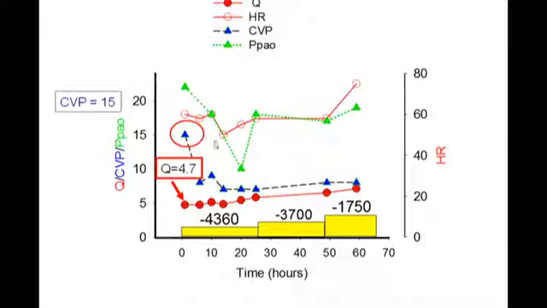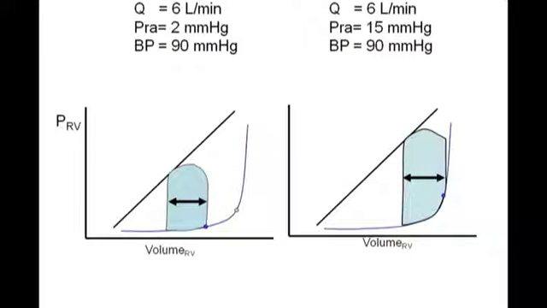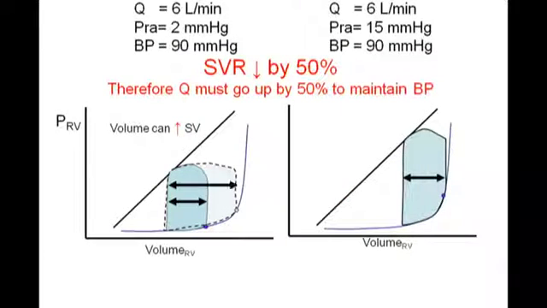What happens? Her pulmonary artery occlusion pressure falls, her CVP falls. 8.8 liters in 3 days, just with diuretics, not mechanical methods, and her cardiac output actually rises to 7.1. You make it more efficient simply by diuresing her. I'm going to skip this slide. Yeah, this last slide, I'm going to skip that one.